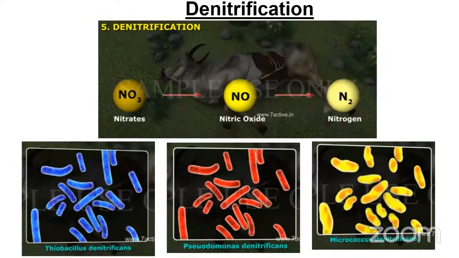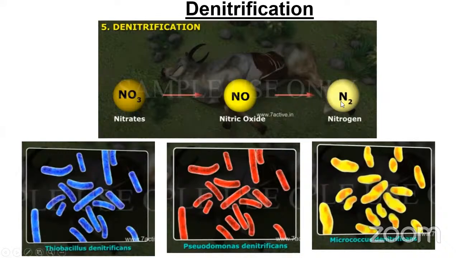Then the last step is denitrification. In denitrification, the nitrates which were formed from ammonia by nitrifying bacteria are converted back into nitrogen, which will be released into the atmosphere. This nitrate is first converted into nitric oxide, and then nitric oxide is converted back into nitrogen.